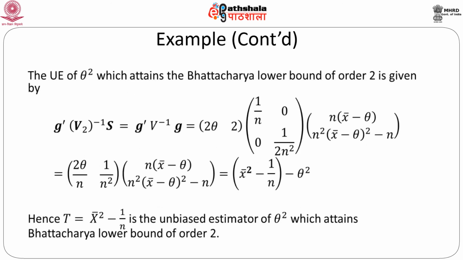The unbiased estimator of theta square, which attains the Bhattacharya lower bound of order 2, is given by g prime V2 inverse into s, which, after some algebraic simplification, is equal to x bar square minus 1 by n minus theta square. After some algebraic simplifications, we get x bar square minus 1 by n. Therefore, capital T equals x bar square minus 1 by n is the unbiased estimator of theta square which attains the Bhattacharya lower bound of order 2.